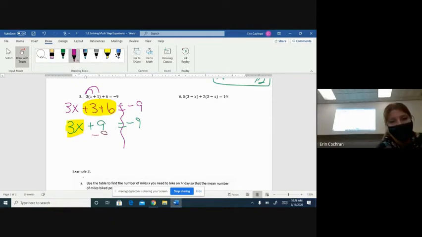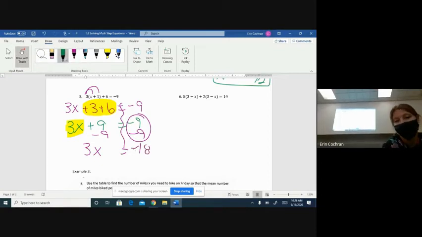Subtract 9. Now, this is where some people tend to mess up quite a bit. These are both negatives, aren't they? So do I subtract those or do I add them? Add. So what's a negative 9 plus a negative 9? Negative 18, good. And then how do I get rid of that 3? Divide by 3. So 3x divided by 3 is the x. And then what's negative 18 divided by 3? Negative 6, good. And there you go.